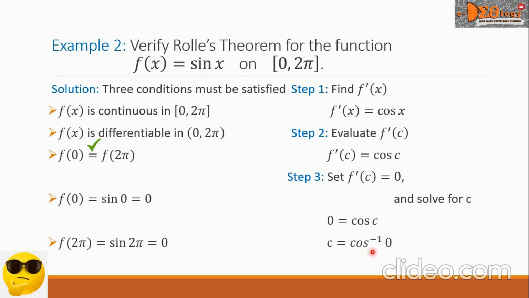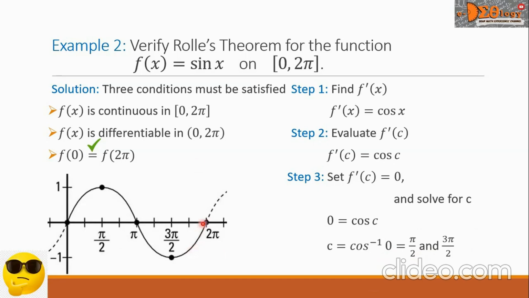Looking for the value of c, we will have cosine inverse of 0. Let us remember that the cosine inverse of 0 will have two answers within the interval. So we have pi over 2 and 3 pi over 2.